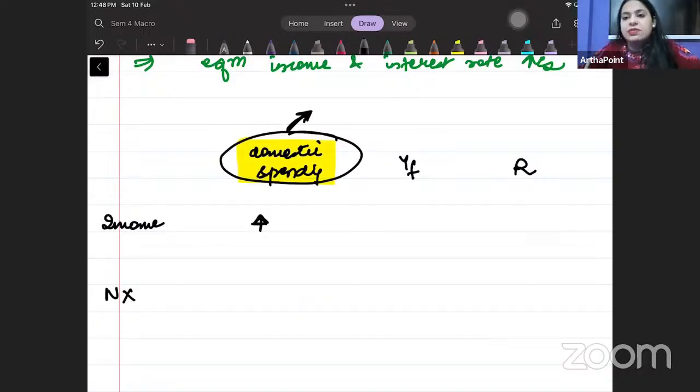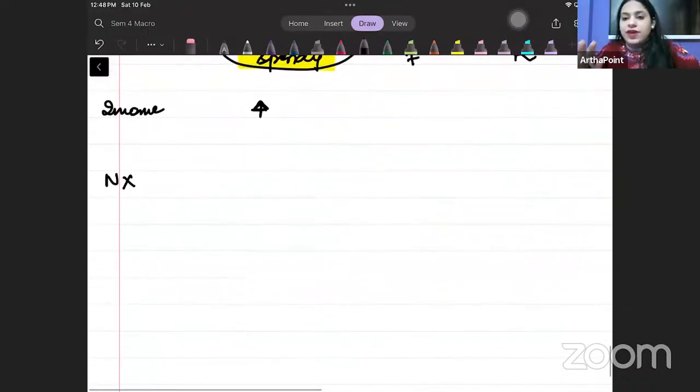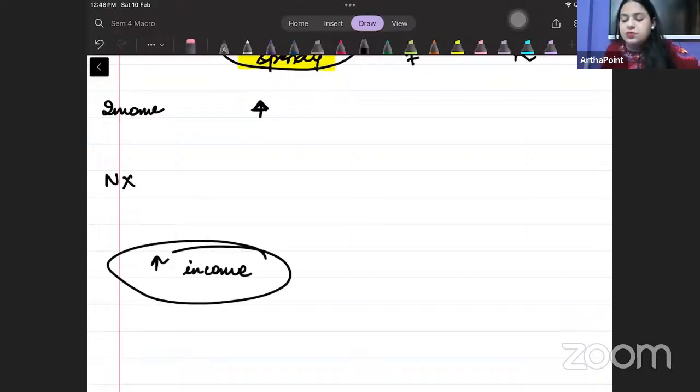Increase in domestic spending means they will spend less on the imports. वो imports पे कम खर्च करेंगे, domestic spending पे ज्यादा खर्च करेंगे, right? So when domestic spending increases, they may want to spend less on the imports. एक बात ये हो गई. But we don't want to look into that. We want to look into the fact what happens when there is increase in the domestic income of the people.